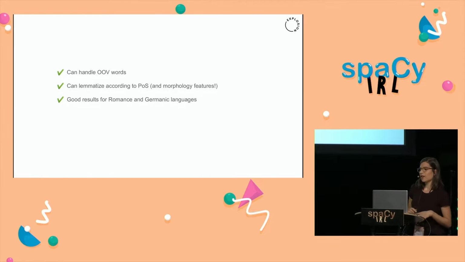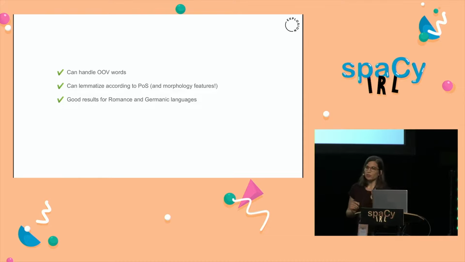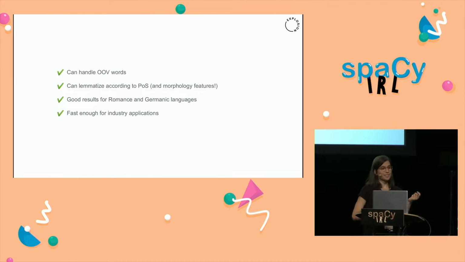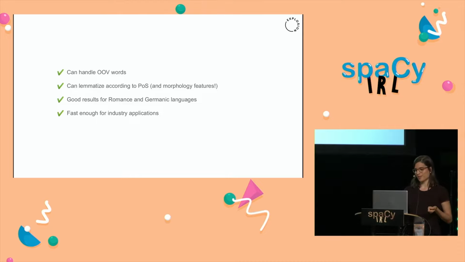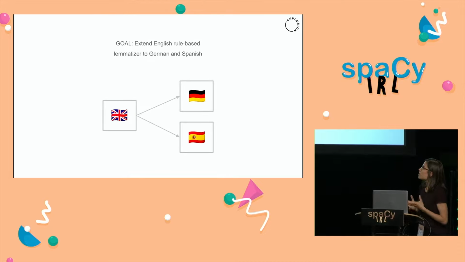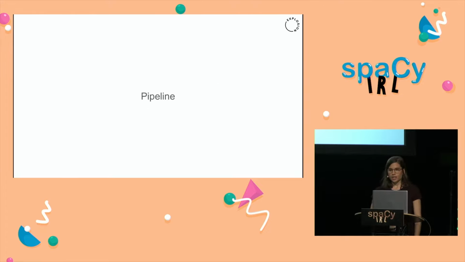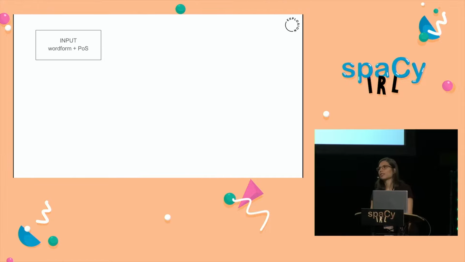And they can have really good results for Romance and Germanic languages. And they are fast enough for industry applications. So spaCy already has an English lemmatizer. We wanted to just extend this idea to German, Spanish, and possibly other languages. But then we found some challenges, of course, because these languages have some particularities that English doesn't have. So first of all, I'm going to talk to you a little bit about the pipeline. So this is what we have now with the English lemmatizer.